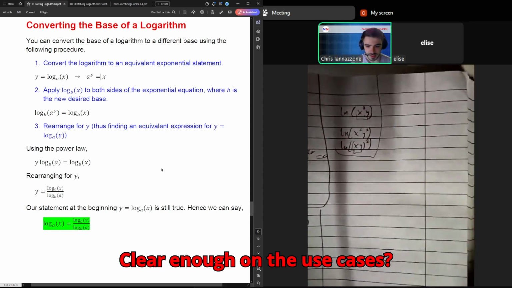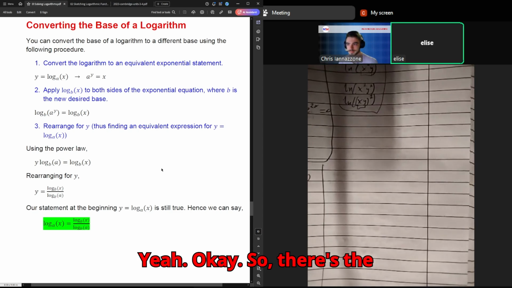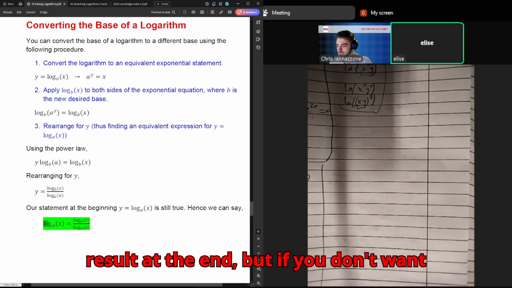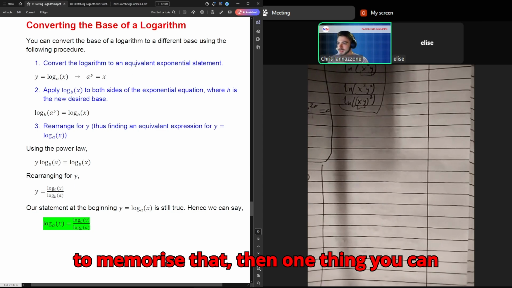Clear enough on the use cases? Yeah. Okay.